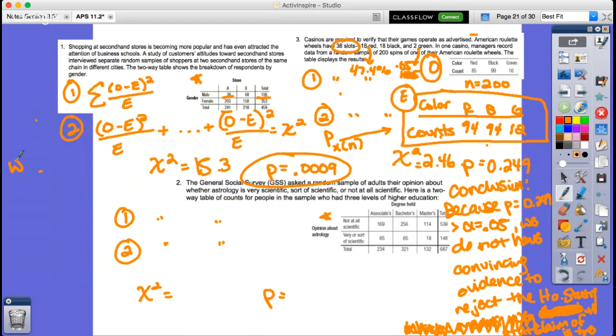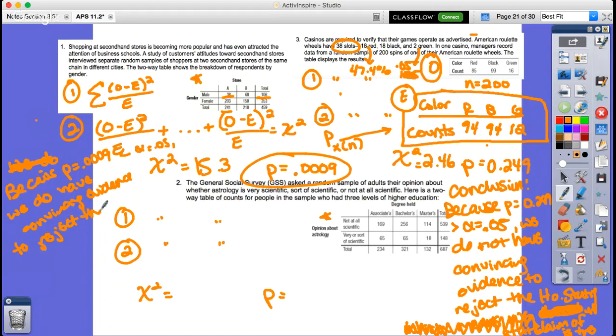Let me start with my cookie cutter response. So because P is equal to 0.0009 and it is less than our alpha level of 0.05, we do have convincing evidence to reject the null. And then you could just say which states, which means, and then this is where if I reject the null hypothesis, then that means we accept the alternative.